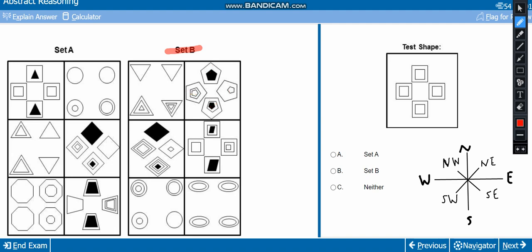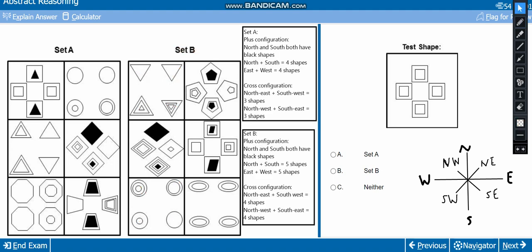And then looking at the cross configuration, we can see that there's no shading, but if you add the northeast and southwest shapes, like here at the bottom, you get 4. And if you add the southeast and northwest shapes, you also get 1, 2, 3, 4 shapes. And that gives us enough information to answer the question.